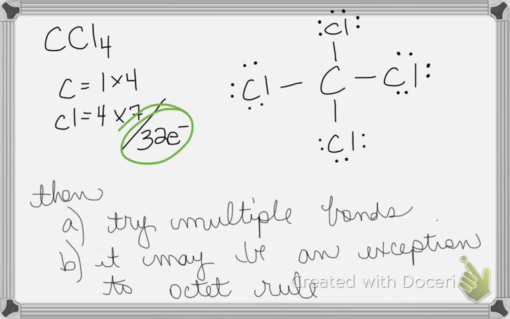Okay, so the second check was, did I use all 32? Yes. Guys, if the answers to both of those questions are yes, then that is very likely the Lewis structure. You've got it right. If the answer to one of them is no, that means you have to fix it. That means it's not right. You want to fix it.